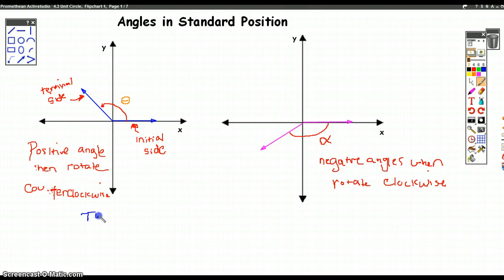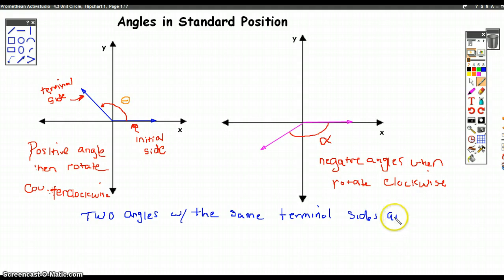Okay, and so those are sort of like the rules of the game. Two angles with the same terminal sides are called coterminal.